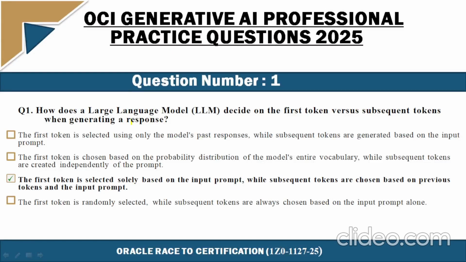So today we will see some OCI Generative AI practice questions. So the question number 1 is, how does the LLM decide on the first token versus subsequent token when generating a response? So the correct option is option C.